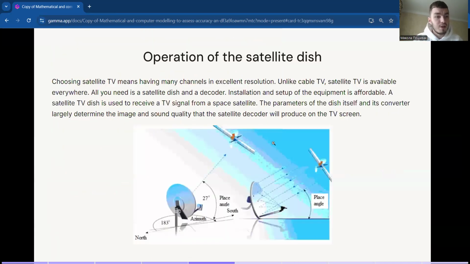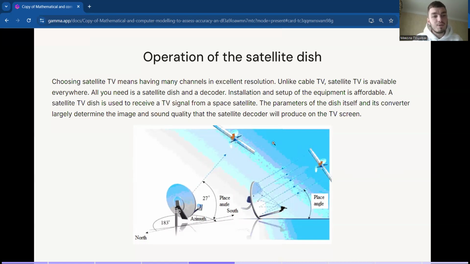Operation of the satellite dish. Choosing satellite TV means having many channels in excellent resolution. Unlike cable TV, satellite TV is available everywhere. All you need is a satellite dish and a decoder. Installation and setup of the equipment is affordable.